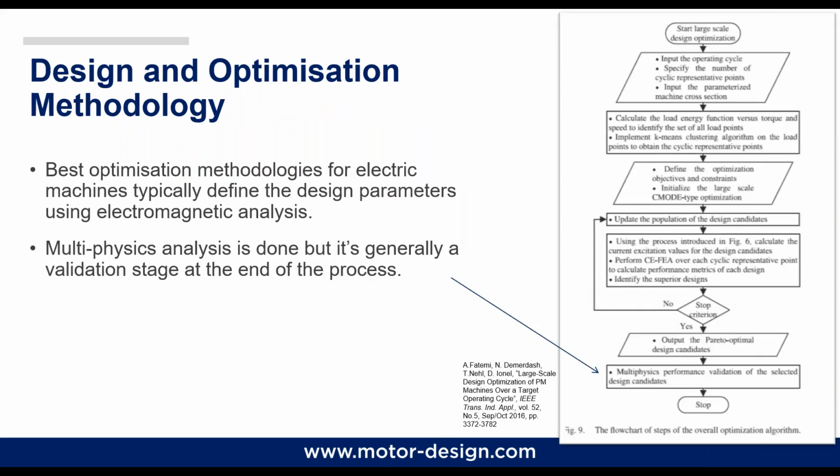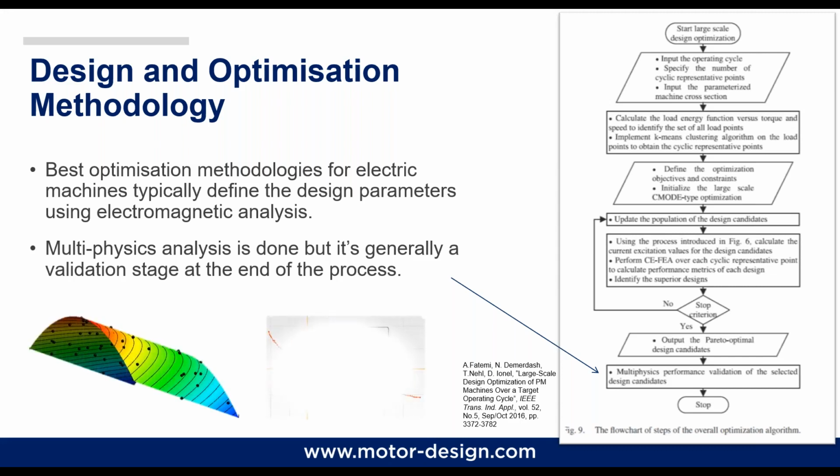So, as well as the design process, optimization is nowadays a very big thing, because we really want to try to optimize our machine. And a lot of electric machine designers use automated design optimization to set the design variables for their machine. But the point is that even cutting edge design and optimization methodologies tend to use only electromagnetic design in the optimization loop.